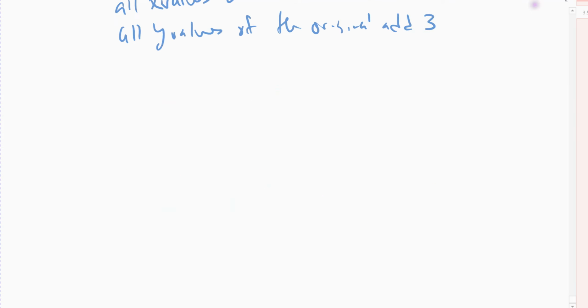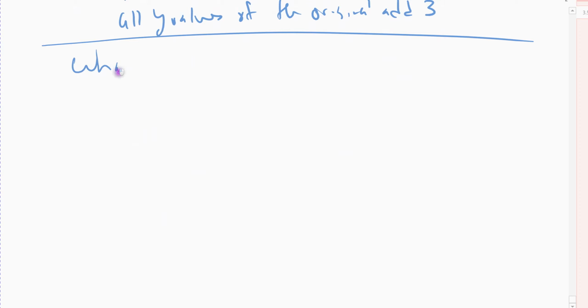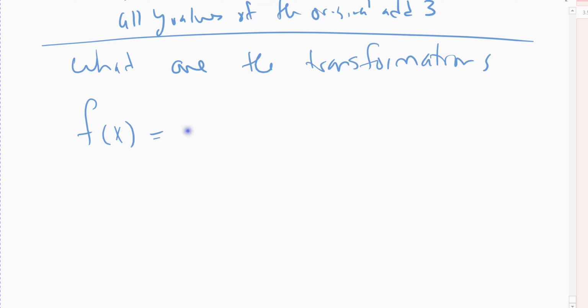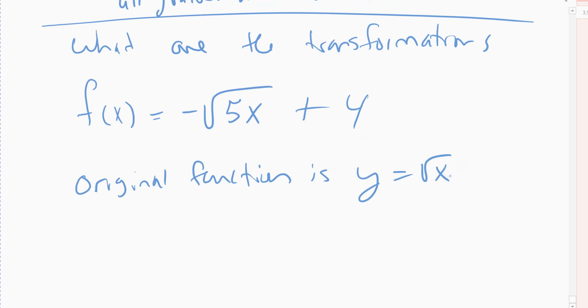I'm going to do one more. And again, I'm just going to ask what the different transformations are. So what are the transformations? The original function is the square root of x, and then what have we done to it? What are the transformations on it? That's all I want to know. You could graph it and do it, but there are 3 transformations.